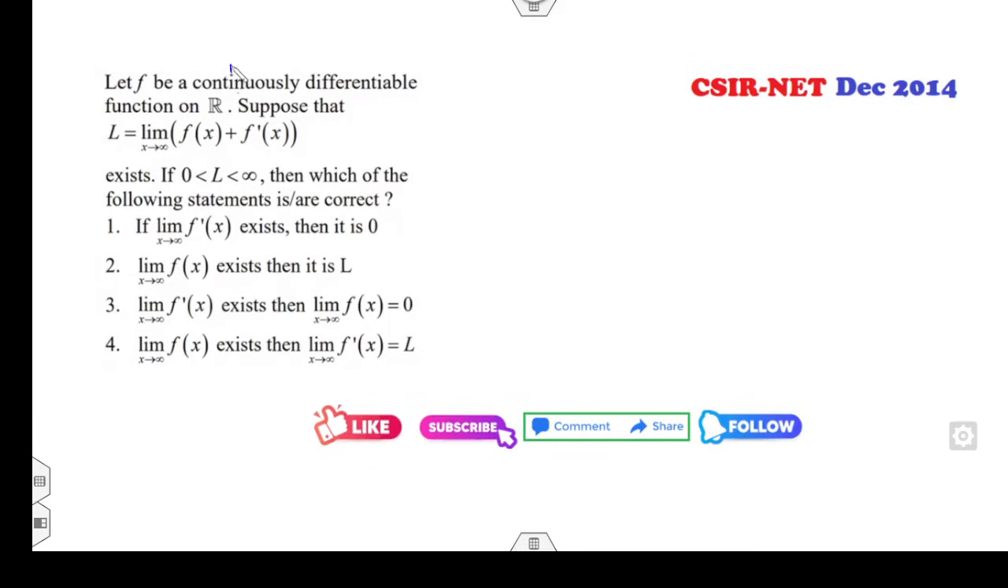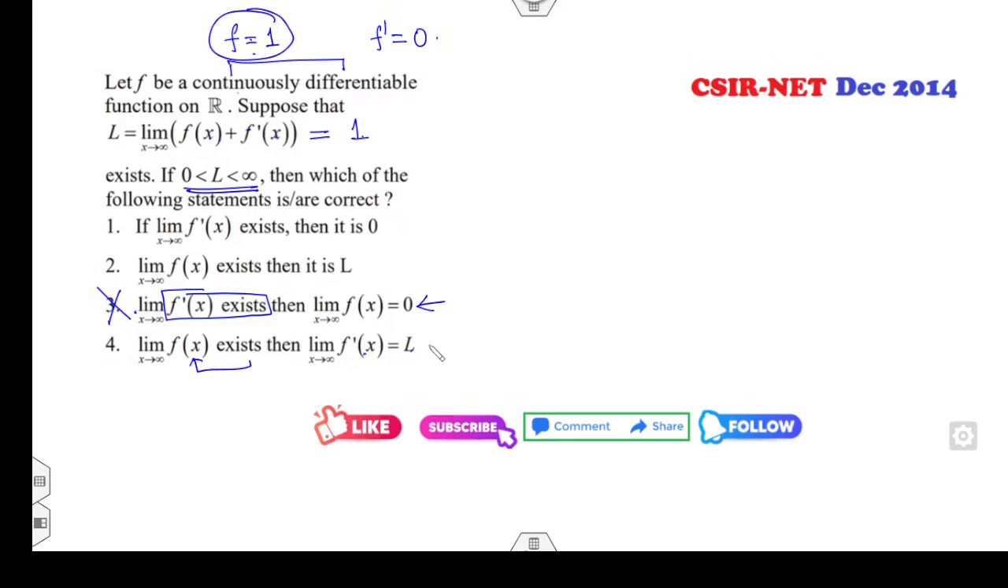f is a continuously differentiable function. I can choose f as 1. Fine. Then what is f dash? 0. Fine. So the limit of f dash exists. Can you say the limit of f is 0? Wrong. If f is 1, what is the value of L? 1 plus 0 is 1, which lies in between them. If the limit of f(x) exists, then f dash is my L. L is my 1. Is the limit of f dash 1? No. So the fourth option is also cancelled.